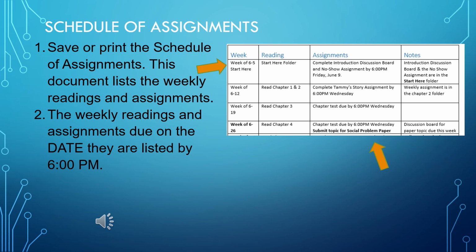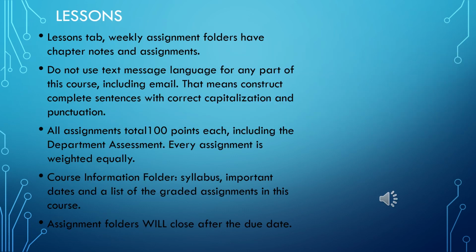So for example, on the first week, the week begins on 6/5, then you have to have your work done by the Friday. The next week it begins on Monday, which is the 12th. You'll read chapters 1 and 2. There is an assignment inside the chapter 2 folder that is due by Wednesday the 14th at 6 p.m. and so on and so forth throughout the rest of the semester.